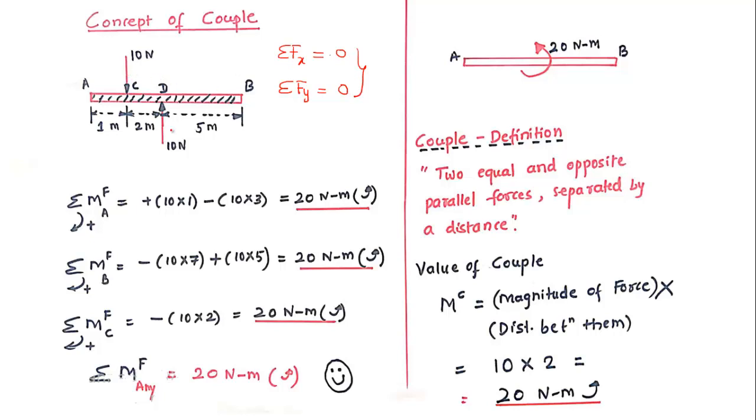So as if no forces exist on the body, but still the body will rotate because of the moment created by these two forces. So instead of showing them, because in summation Fx and summation Fy these two forces don't count, instead of showing in terms of forces, these two forces are shown by this symbol, and this symbol is nothing but a couple.